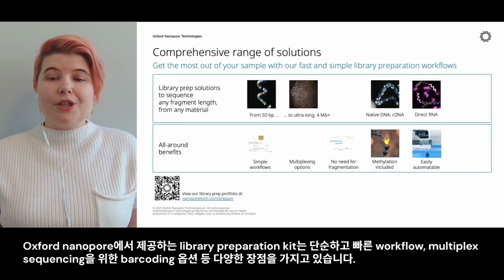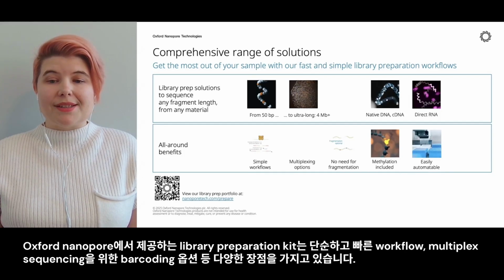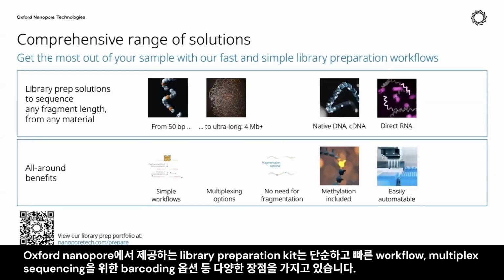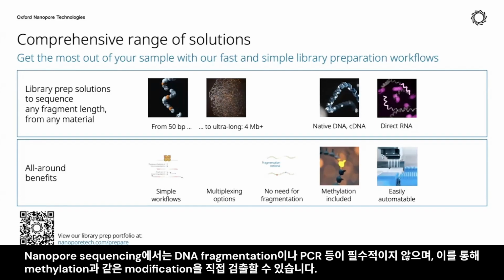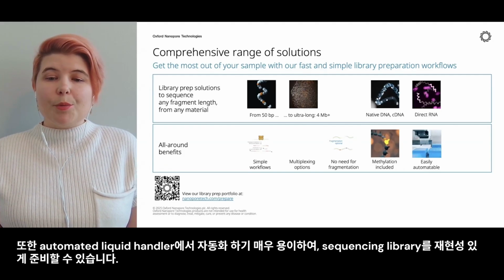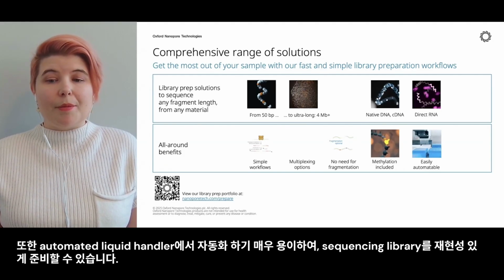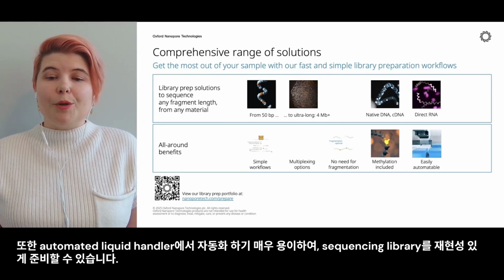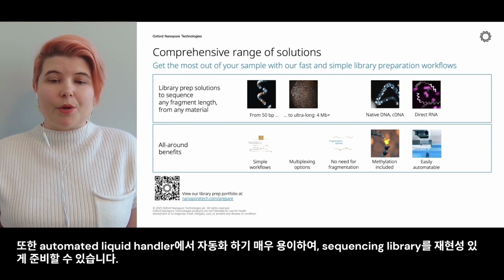Our library preparation solutions offer all-around benefits, with simple, rapid workflows and barcoding options for multiplex sequencing. Fragmentation is not required for nanopore sequencing, and neither is PCR, allowing the direct detection of methylation. Oxford Nanopore sequencing is highly amenable to automation on robotic liquid handlers, enabling hands-off, reproducible preparation of sequencing libraries.